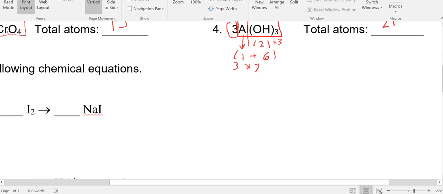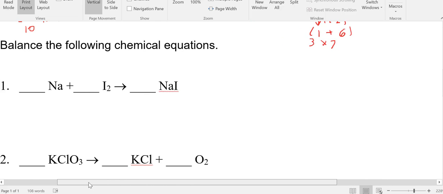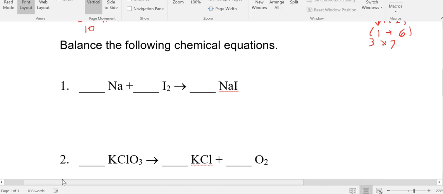So this first part of the test is, can you add atoms in a formula? Okay, balancing chemical equations. I encourage you to make a line through the arrow, and over here put all of the elements down that are on the left. There is only 1 sodium, and there are 2 iodines.